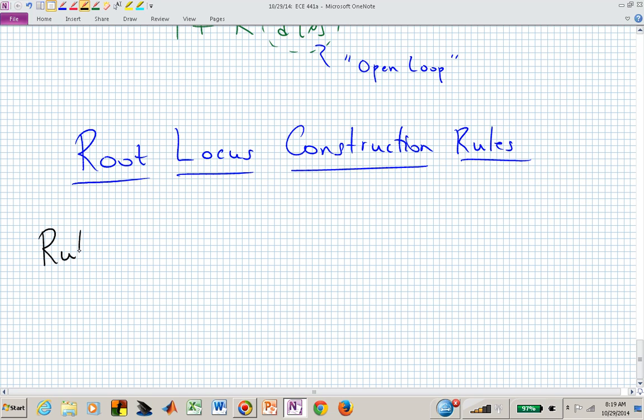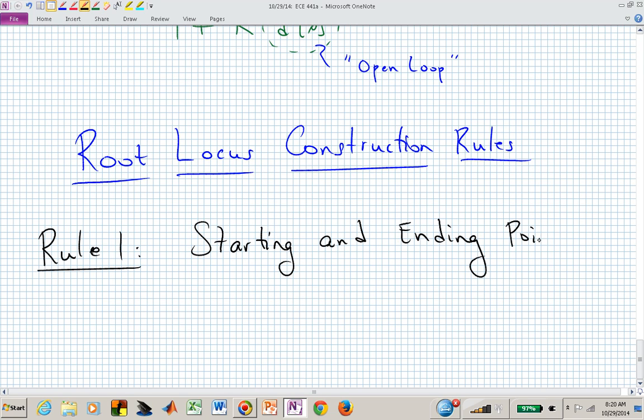Rule 1. This deals with where we start the root locus diagram, or these branches, and where we end. And I'm just labeling rule 1 as the starting and ending points, and in particular, we've agreed to start when k is equal to 0, and we're turning up that knob all the way up to when k goes to a very large value, infinite.